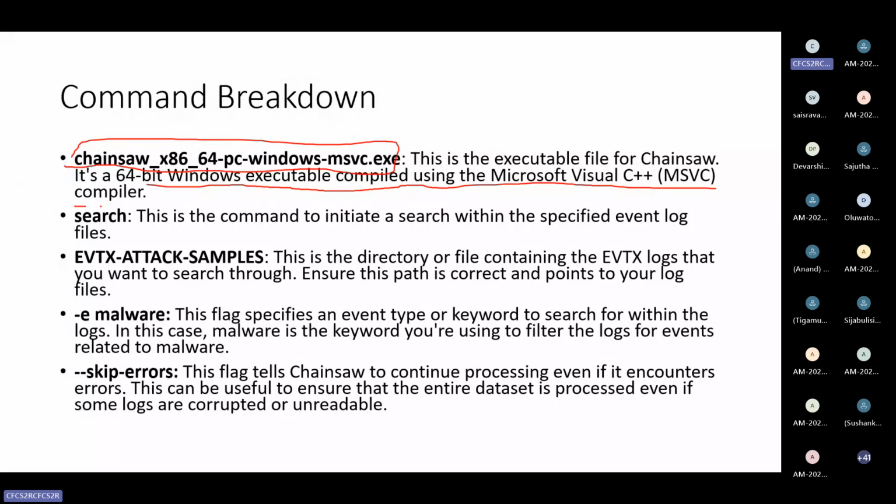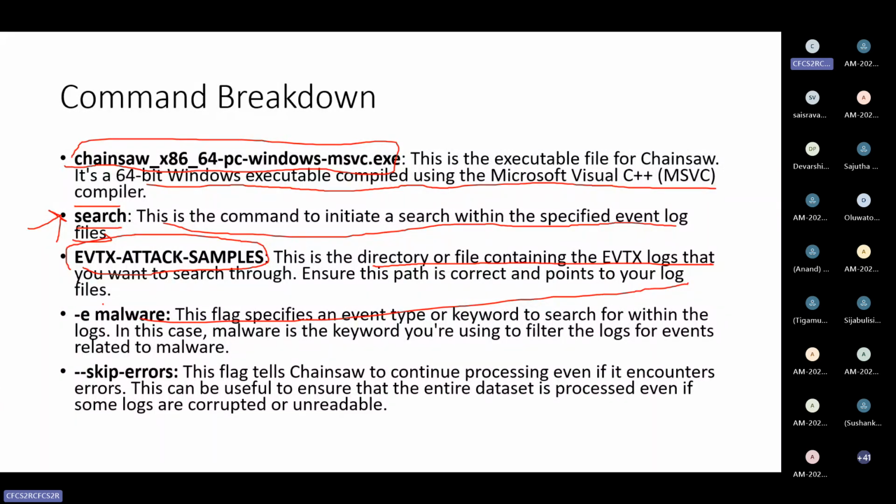Now the second thing is search. This is a command to initiate a search within the specified log files. So basically this is the action. Search is the action, hunt is the action, we will see. Secondly, now you have to give the directory in which your samples are available. So this is the directory or file containing the EVTX logs that you want to search through. Ensure this path is correct and points to your log files.